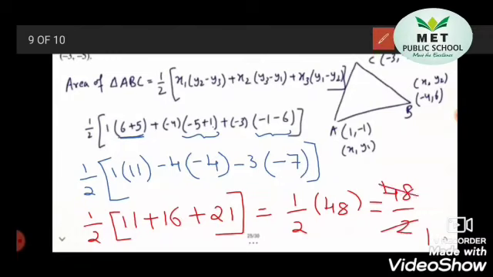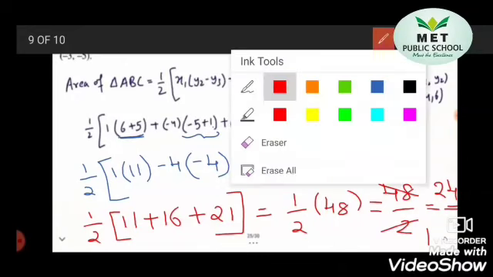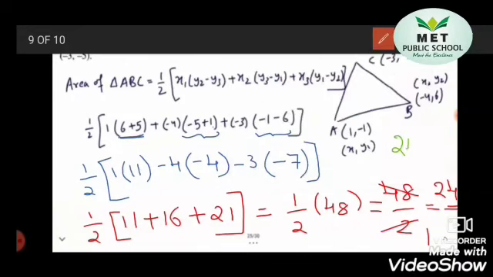2 ones are 2, how much are 48? 2 24s are 48. Therefore, the area of the triangle with the given coordinates will be 24. And also remember, whenever you write the answer 24, you should write it as 24 square units. This is important. Why is it square units? Because it is area, and area will always be in terms of square units.